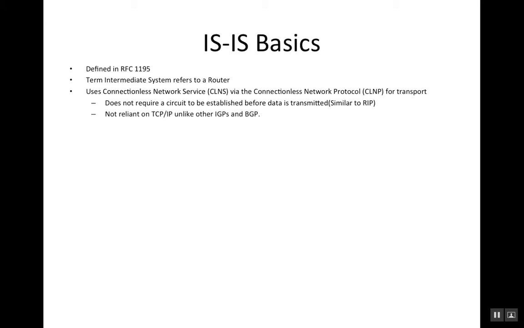It's not relying on TCP/IP, unlike other IGPs and BGP. That means you don't have to have an IP address assigned to the interface before ISIS can start exchanging messages. Since the neighborship works off of CLNS and uses the CLNP protocol, IP addresses and TCP/IP are not needed, unlike any other routing protocol. Since EIGRP, BGP, and RIP all rely on IP, if you don't have an IP address configured on the interface, none of those protocols would work. So that's one benefit of ISIS.